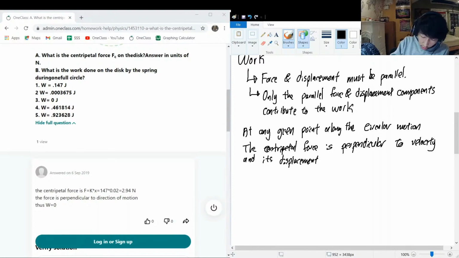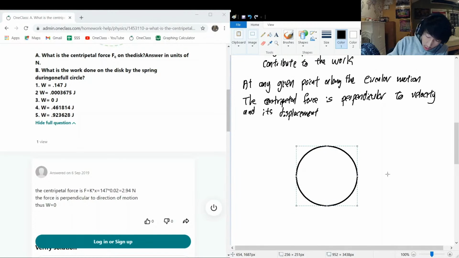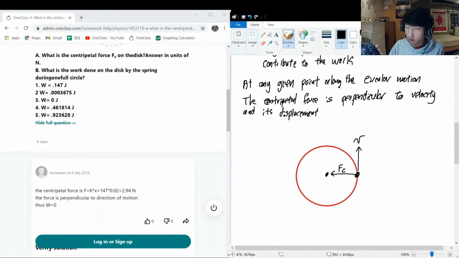Okay, so let's draw a circle real fast using Paint's beautiful tools. Suppose, let's do this in red. Yeah, red circle, that's cool. And we can get a black pen. So at this moment right here, our velocity and displacement are this way, and our centripetal force is this way. They're perpendicular, no work.